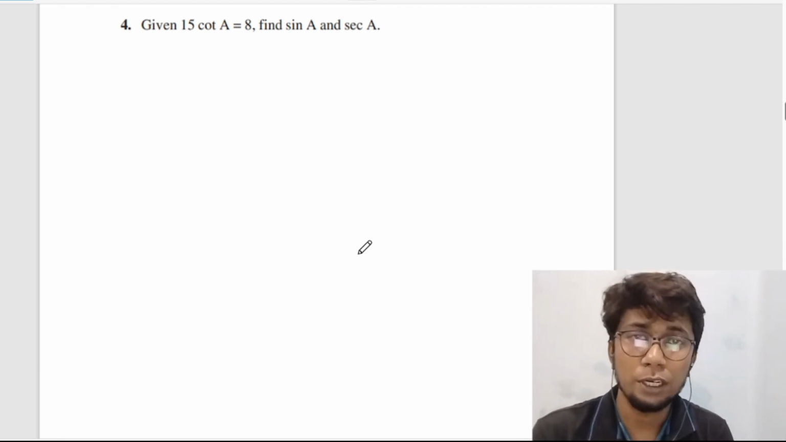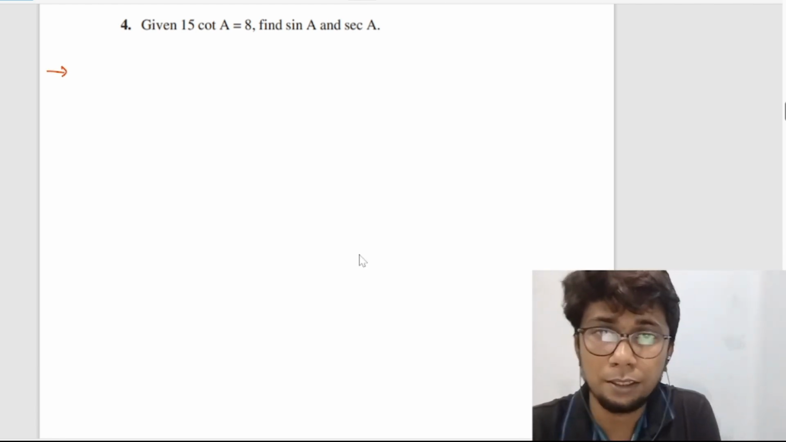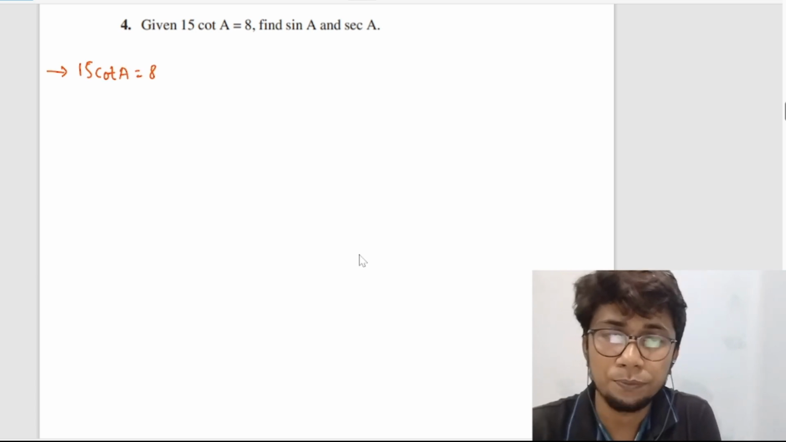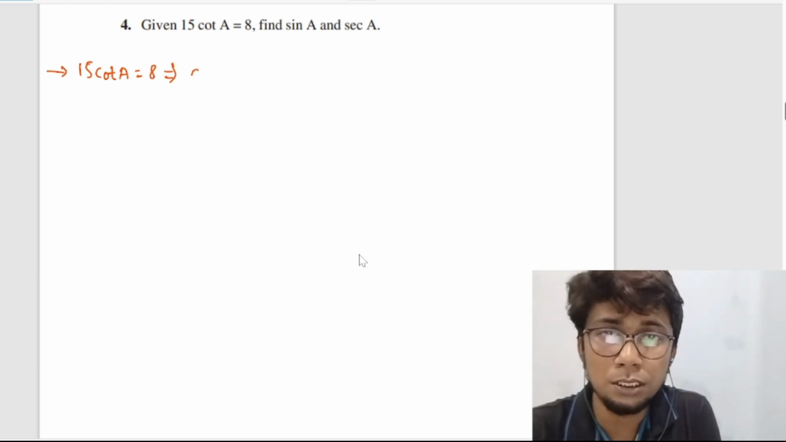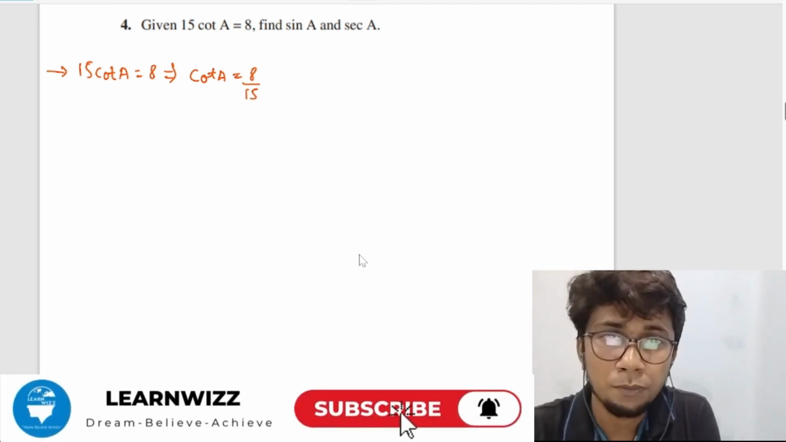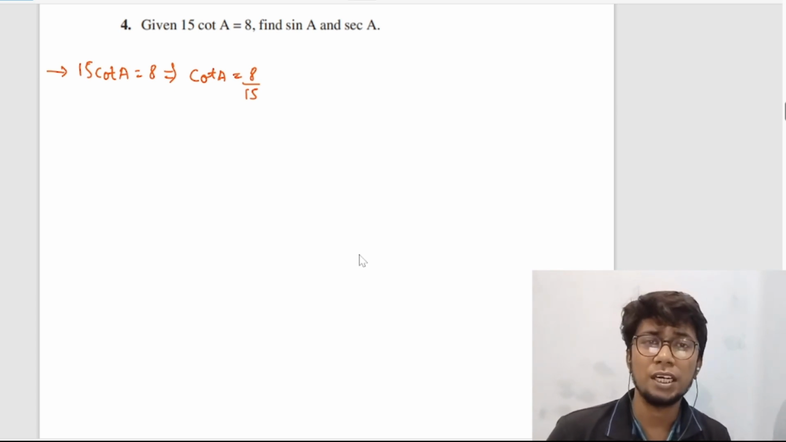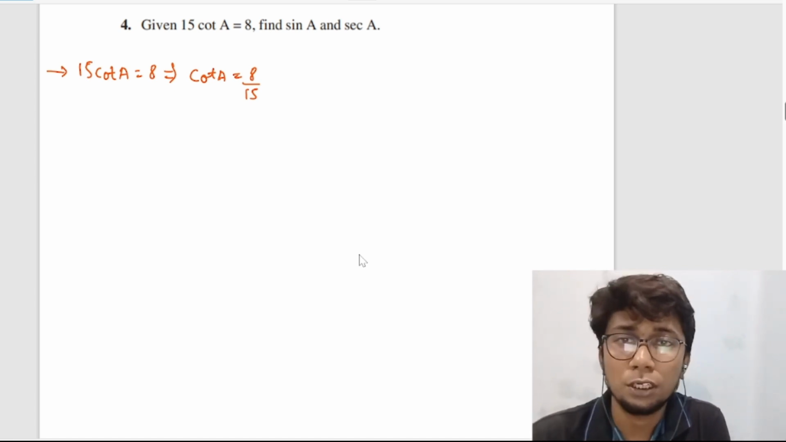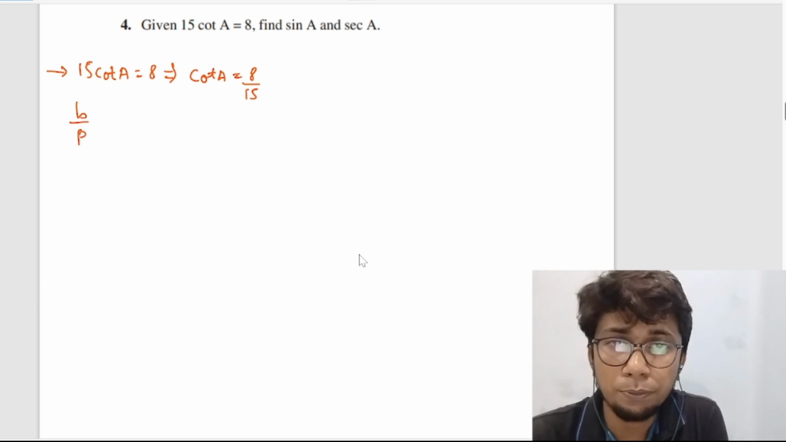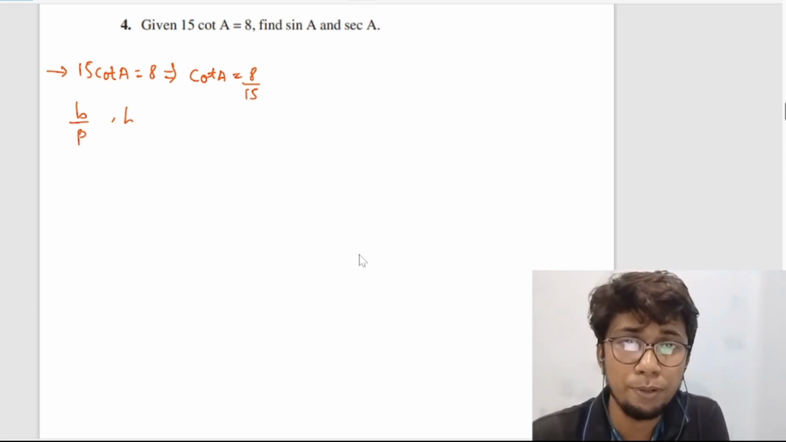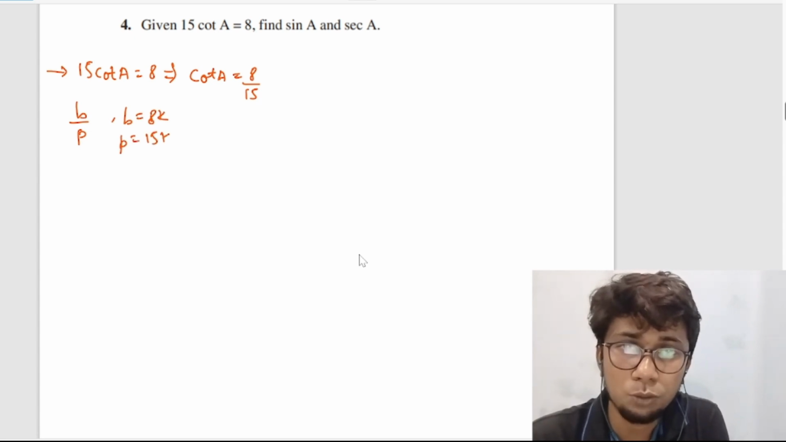What is it? So here also we are given that 15 cot A is equal to 8. So does it mean cot A is nothing but 8 over 15? It is, right? Now we are not making any diagram. We will try to solve it without the diagram, and we will try to solve it as fast as possible. So we know that cot A is what? Cot is base upon perpendicular. So can we assume base to be 8k and perpendicular to be 15k?